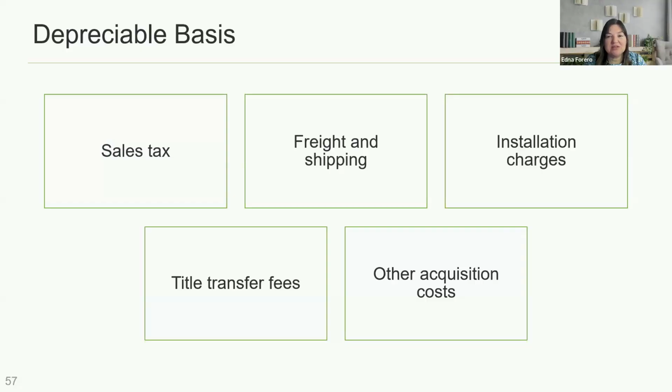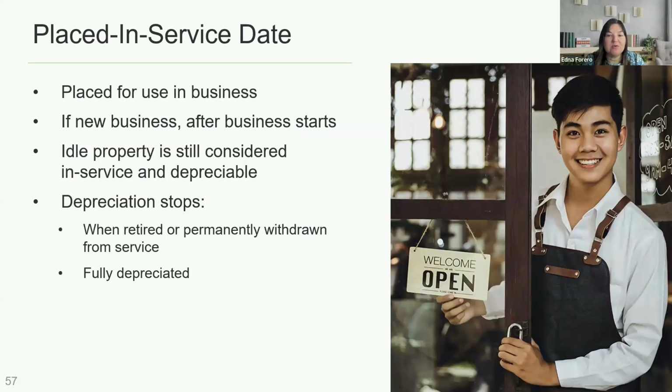Now, I mentioned on the last slide, the placed in service date. We want to know when that item was placed for use in the business. If it's a new business, after it starts, or perhaps if it's idle property that's sitting there but needs to be repaired, so it's still in service, it's still depreciating, it's just waiting to be used because you've got a repair coming. But depreciation stops when you retire or withdraw that machinery or that piece of equipment from business. Or when it's fully depreciated, you can no longer depreciate it. Even if it's still working and you've still got it up and running to make items, if you've already depreciated it completely, then you will not have depreciation to continue.